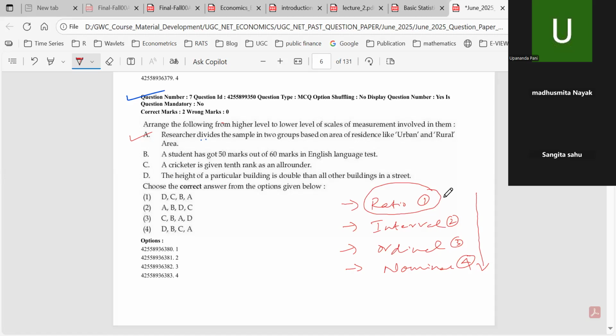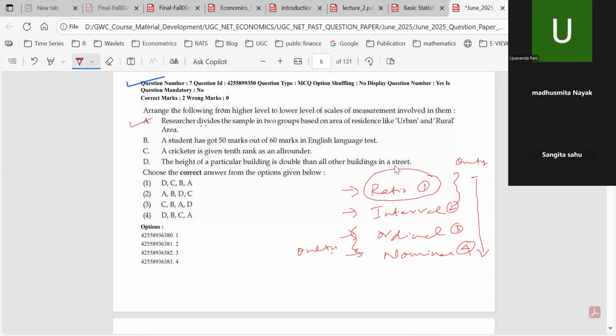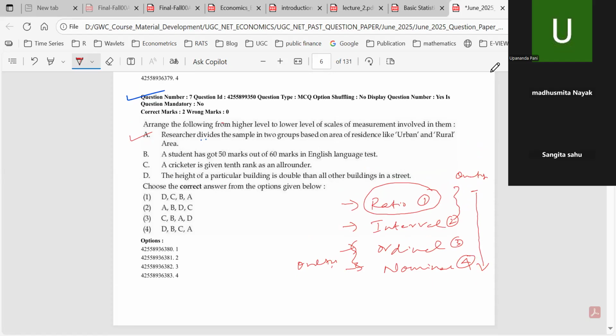Okay, and the first two represent quantitative data. The second, third and fourth represent qualitative data. So this is what we had discussed, so I will not repeat it again. Okay, so now if you see this question, what is this question?